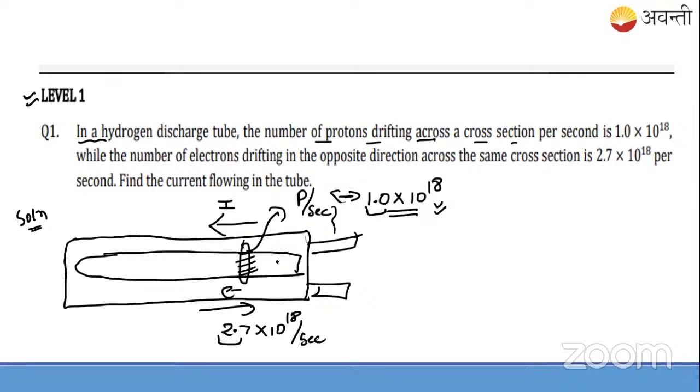Now it is asked of us to find the current flowing in the tube. How much will the current be? Look, it is again a very easy question. Has anybody given the answer? Let me see who has given the answer. Manthan has given the answer. Very good, Manthan. I think your answer is right. But still we'll check it out.